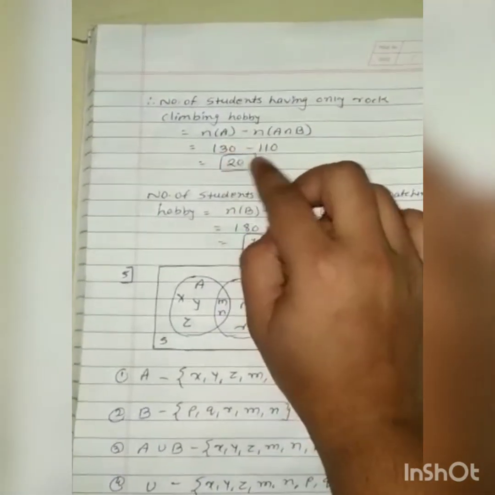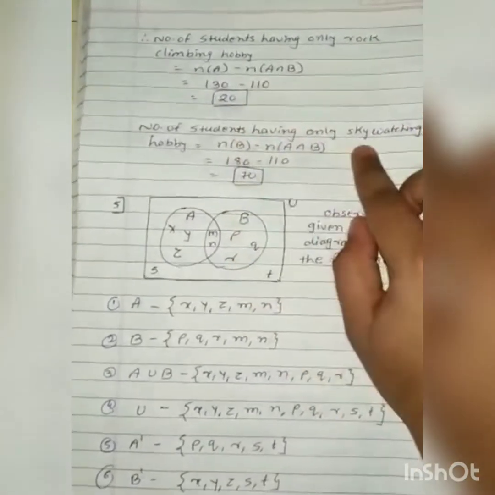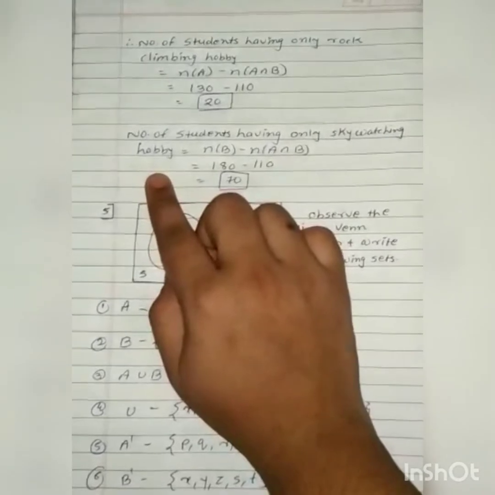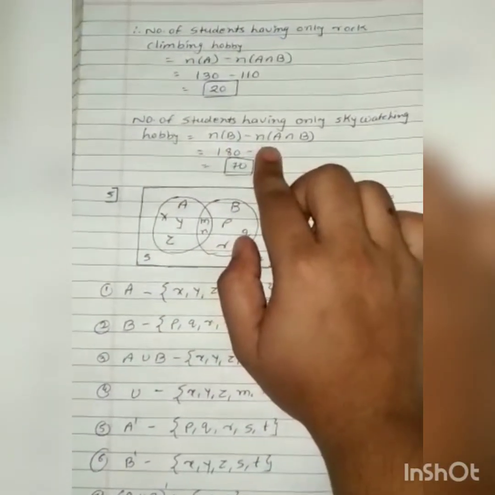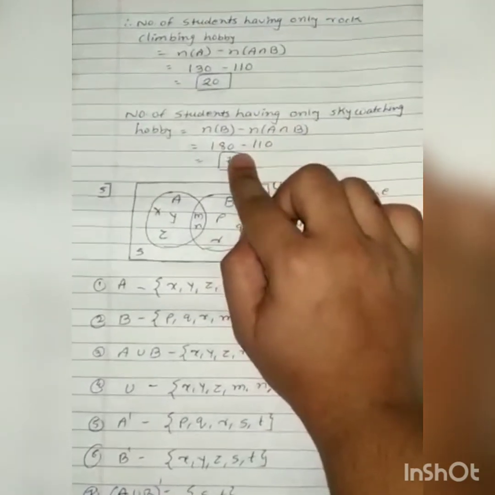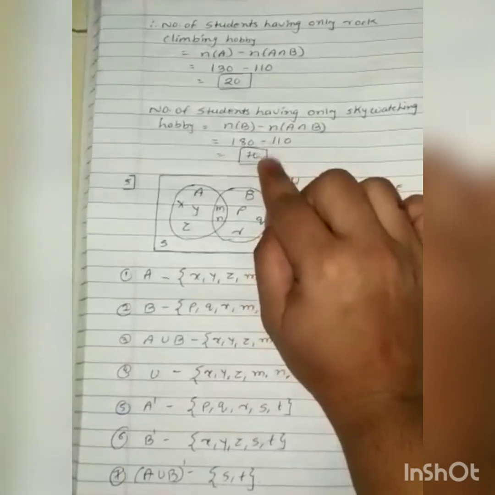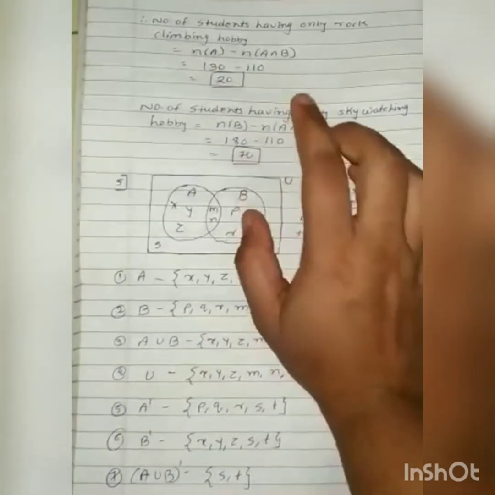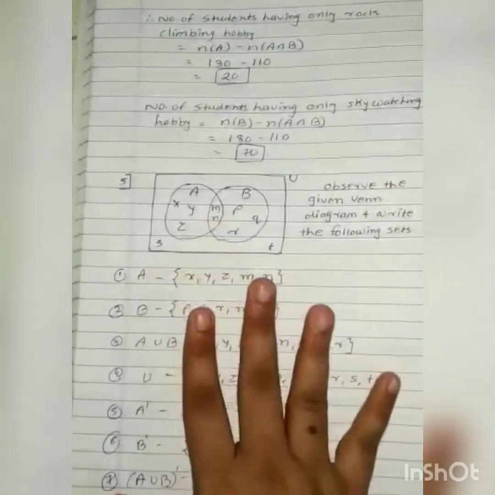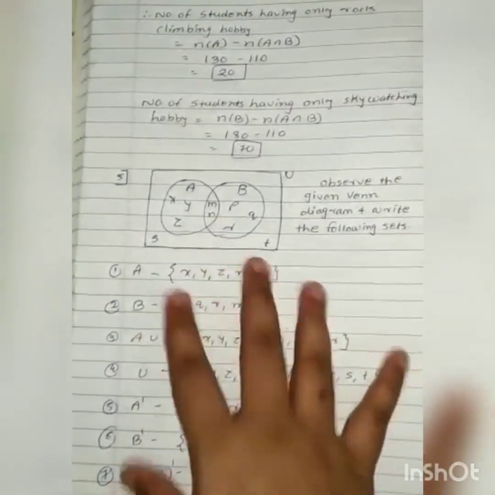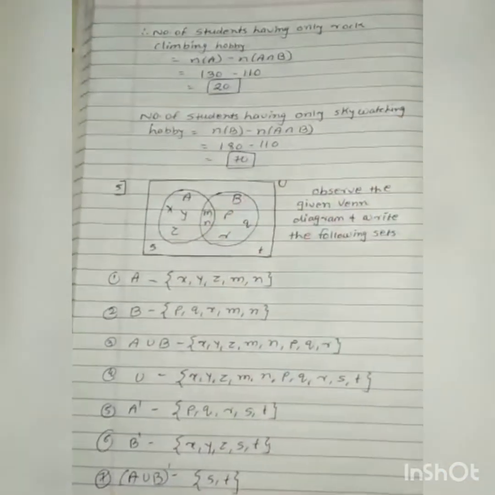So number of A is 130 minus 110, we got 20, and number of students having only sky watching as a hobby. So for sky watching, number of B minus number of A intersection B means 180 minus 110, so we got 70. So 70 students are there whose only hobby is sky watching. Understood? So it's very easy. Write it in your notebook and write it out properly. Read one line, make one point. Okay?